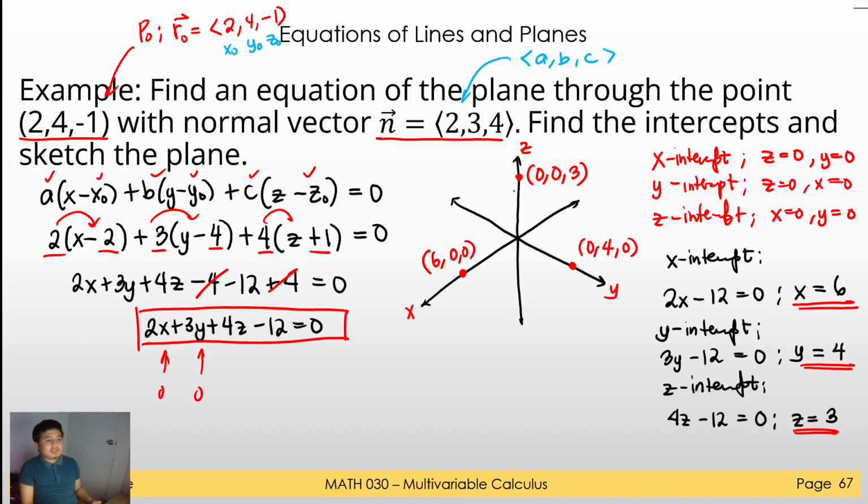Therefore, if these are your intercepts, we can form a plane. You can imagine a plane here that forms this triangle, and then we can extend this infinitely through all directions. Even here. So if you extend this, this is the surface of your plane. So that is the sketch of a plane and its intercepts. So remember this one.